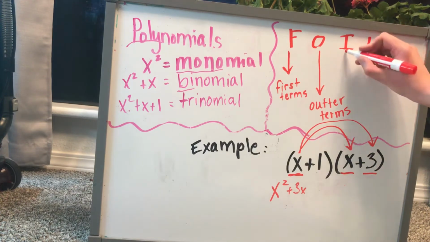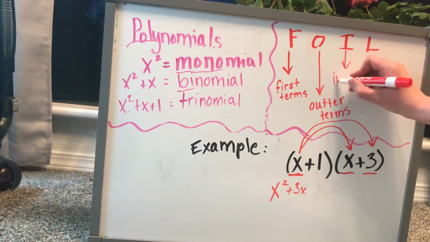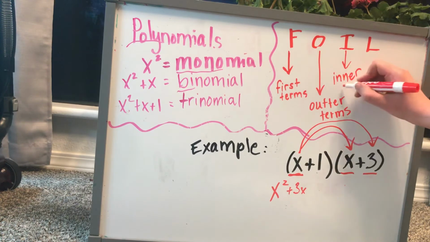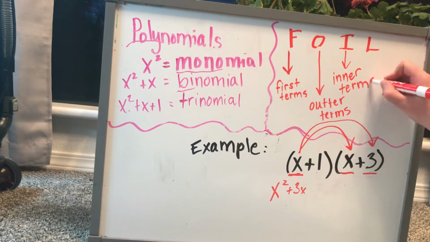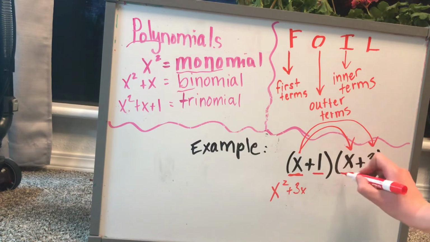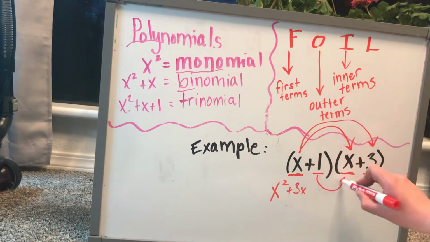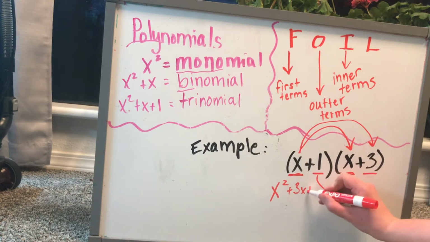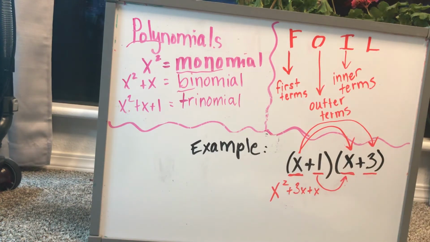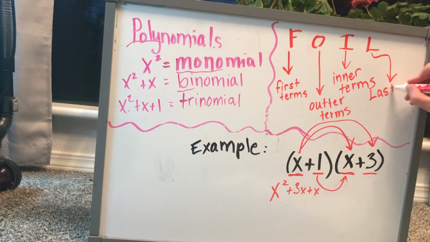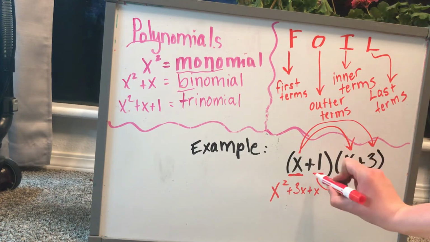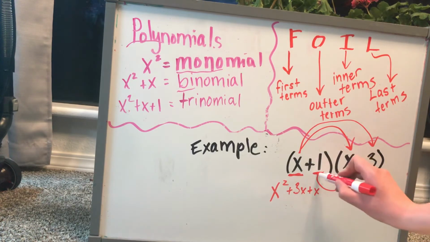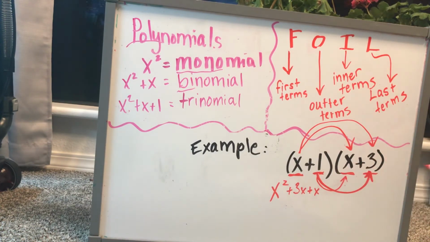Our I stands for inner terms. That is our 1 and x. Anything times 1 is going to be itself. So we have 1 multiplied by x is x, plus x. And last but not least is our last terms. We have our 1 and our 3. So we're going to do 1 multiplied by 3, which is 3.